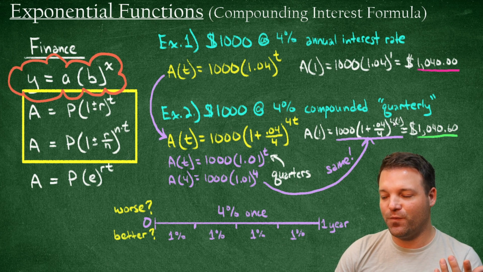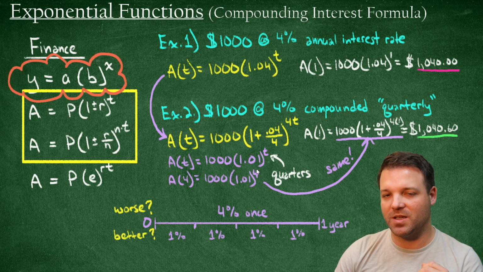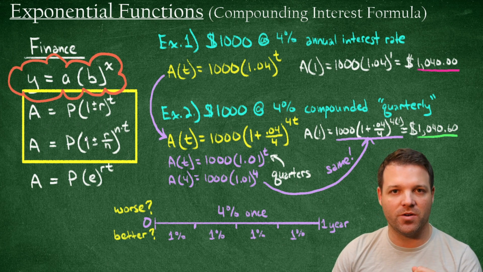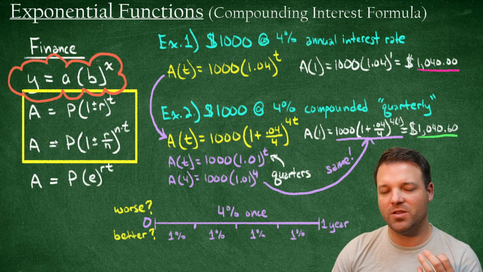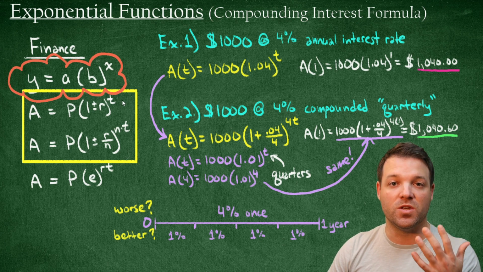And up here, 4 quarters times 1 year is 4, which we actually get the exact same thing. So there's not like a secret to this compounding interest formula or anything like that. Really the only reason why it's necessary is because in the finance world, we typically lock in t to stand for the number of years.